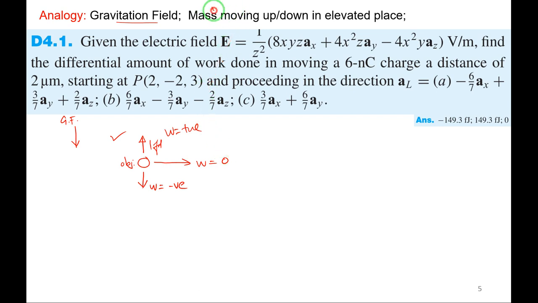Then we'll consider the second example, mass moving up and down. There is an elevated space like this, and there is some object here. I want to move this object in the upward direction, so I have to do some work. The work done is positive. If I want to move the object in the downward direction, the work done in this case is negative. So it is either in the upward direction or downward; work done is positive and negative. I hope you understood the analogy, right?